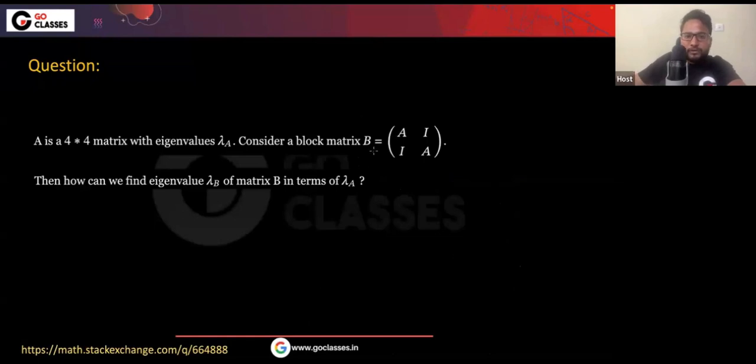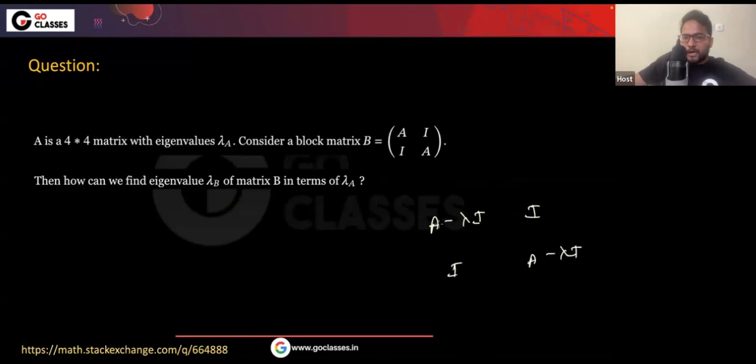Now these are a few questions. They are saying, consider this block B. How can we find the eigenvalues lambda B? You need to find the eigenvalues of B in terms of the eigenvalues of A. Which means it will be A minus lambda I, I, A minus lambda I.